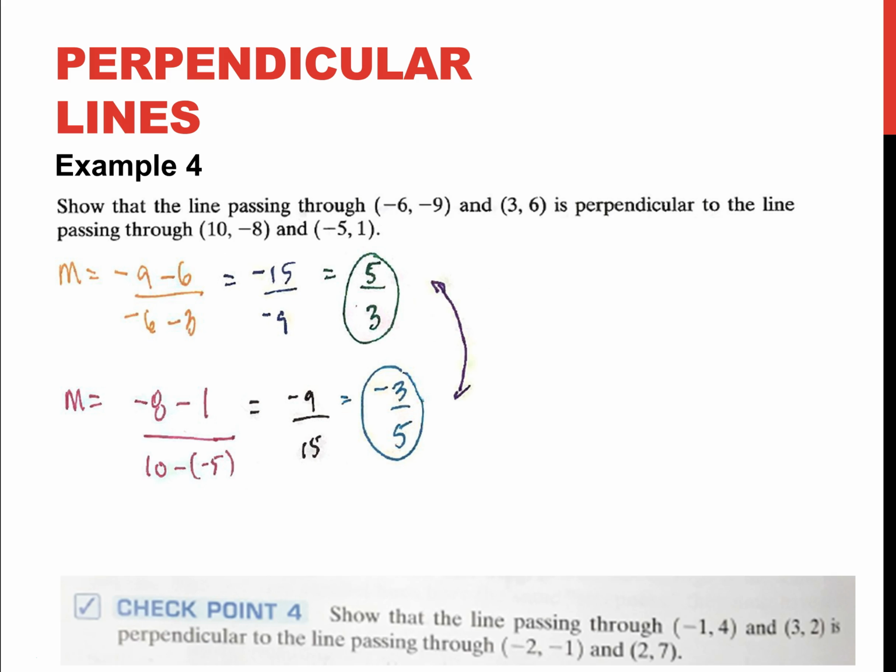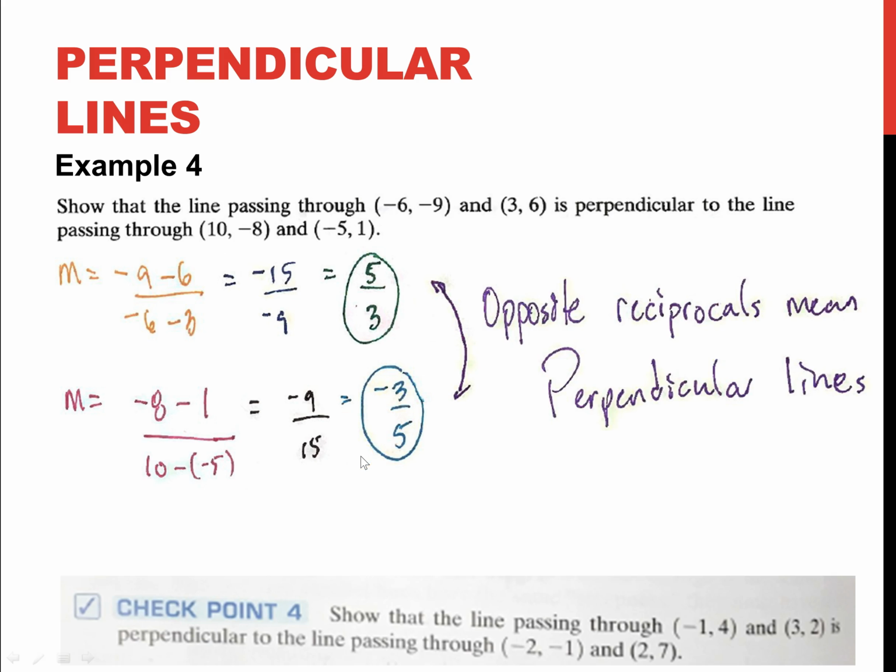In fact, if you take a look at these two slopes, you'll see that the bottom slope is actually the reciprocal. So instead of 5/3, it's 3/5, and it's the opposite sign. So if the two slopes are opposite reciprocals, then that means they are perpendicular lines. So go ahead and pause the video and try checkpoint 4 and see if those sets of points create perpendicular lines. I'll be here when you get back.